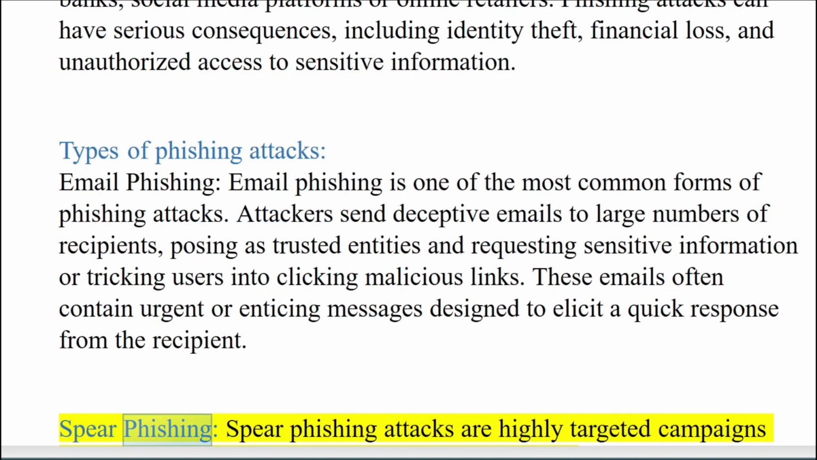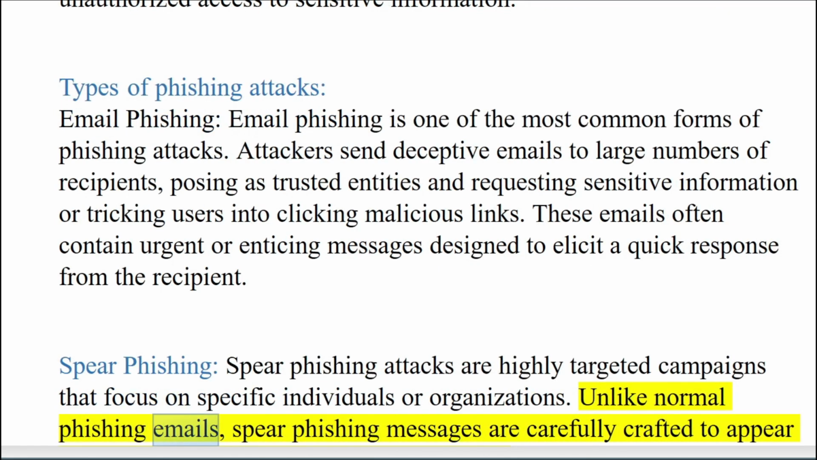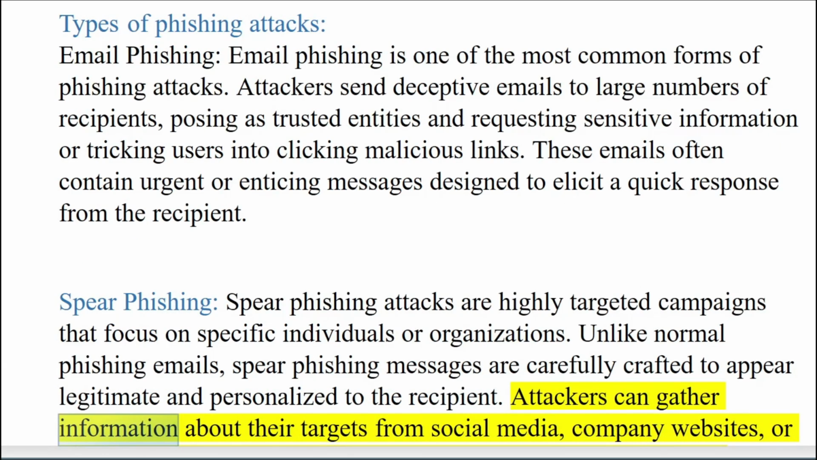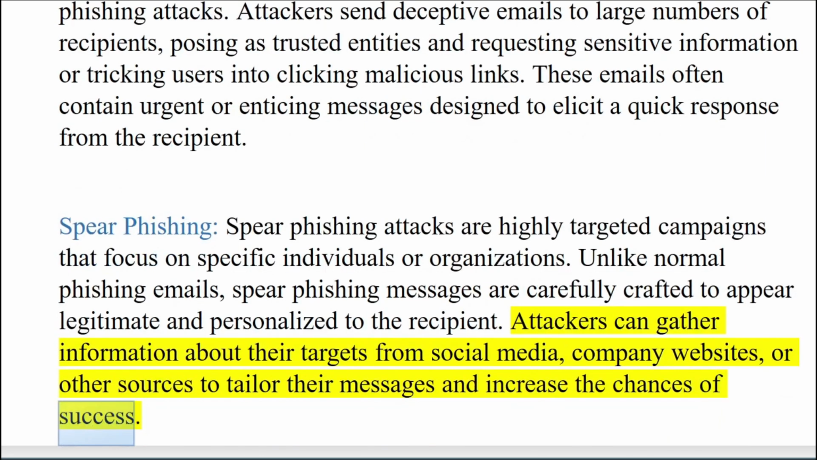Spear phishing. Spear phishing attacks are highly targeted campaigns that focus on specific individuals or organizations. Unlike normal phishing emails, spear phishing messages are carefully crafted to appear legitimate and personalized to the recipient. Attackers can gather information about their targets from social media, company websites, or other sources to tailor their messages and increase the chances of success.